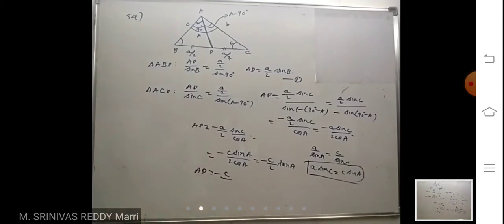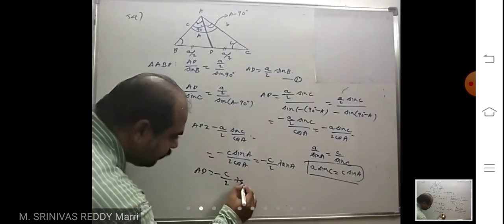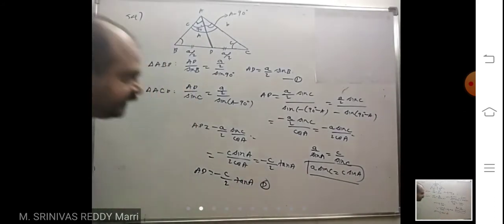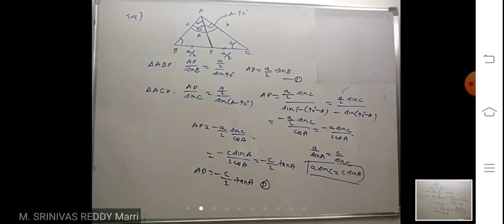Now look at this, this is one option, correct. Minus c by 2 tan A, that is given as option D. Option D, right? So this option is given as option D. Look at 54. So the other options, how you will get them, look at.